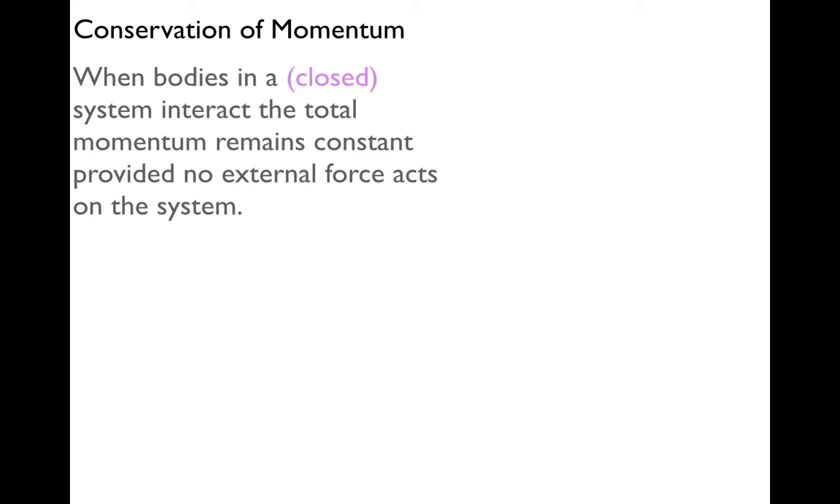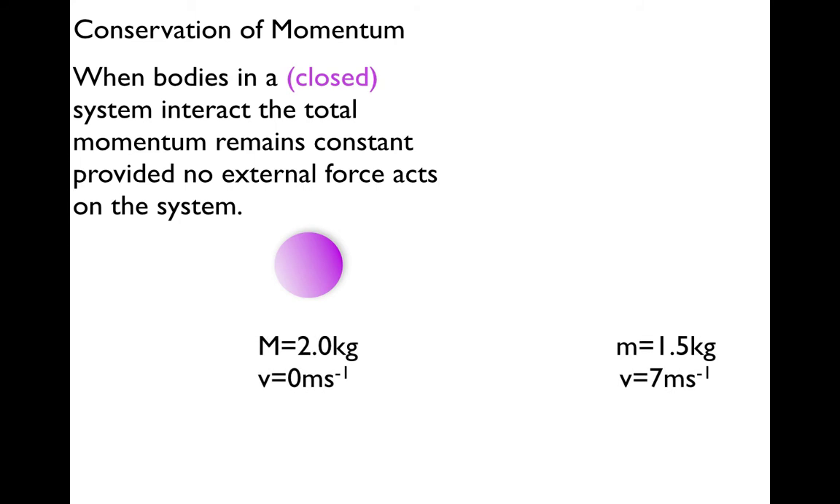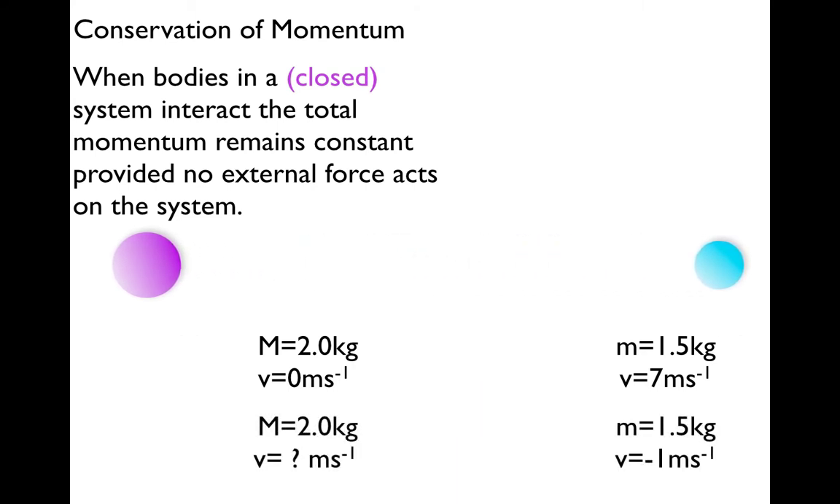So you could be asked questions about that. Conservation of momentum. That's when bodies in a closed system interact. The total momentum remains constant, provided no external force acts on the system. What does that mean? It means that the total momentum remains the same before and after something happens. So for example, if you have two objects and they collide and bounce back like that, the momentum before of both objects should be equal to the momentum of both objects afterwards.